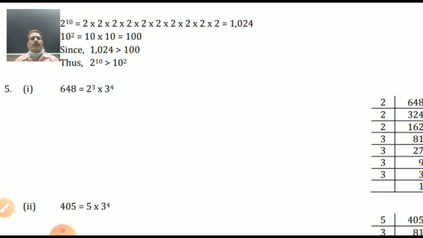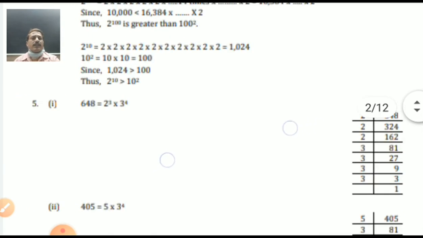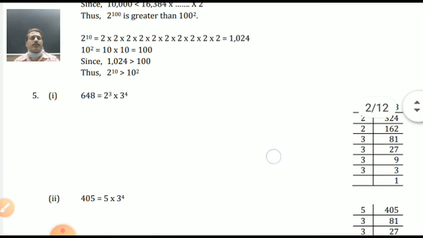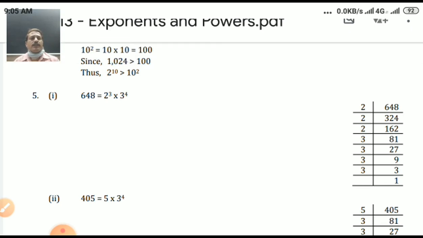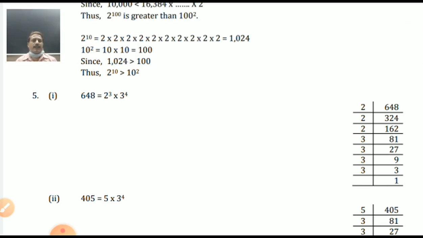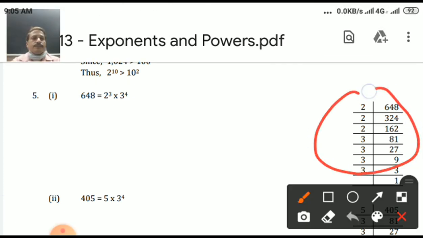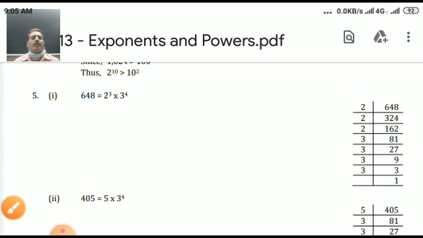See question number 5, first one. 2 is repeated 3 times and 3 is repeated 4 times. See, student, here are the answers. On the right side, the ladder method is given. 648 divided by 2. Here is the answer, students. You can do it on the side, as rough work. And you will get 2 raised to 3 and 3 raised to 4. Easy? Very nice.